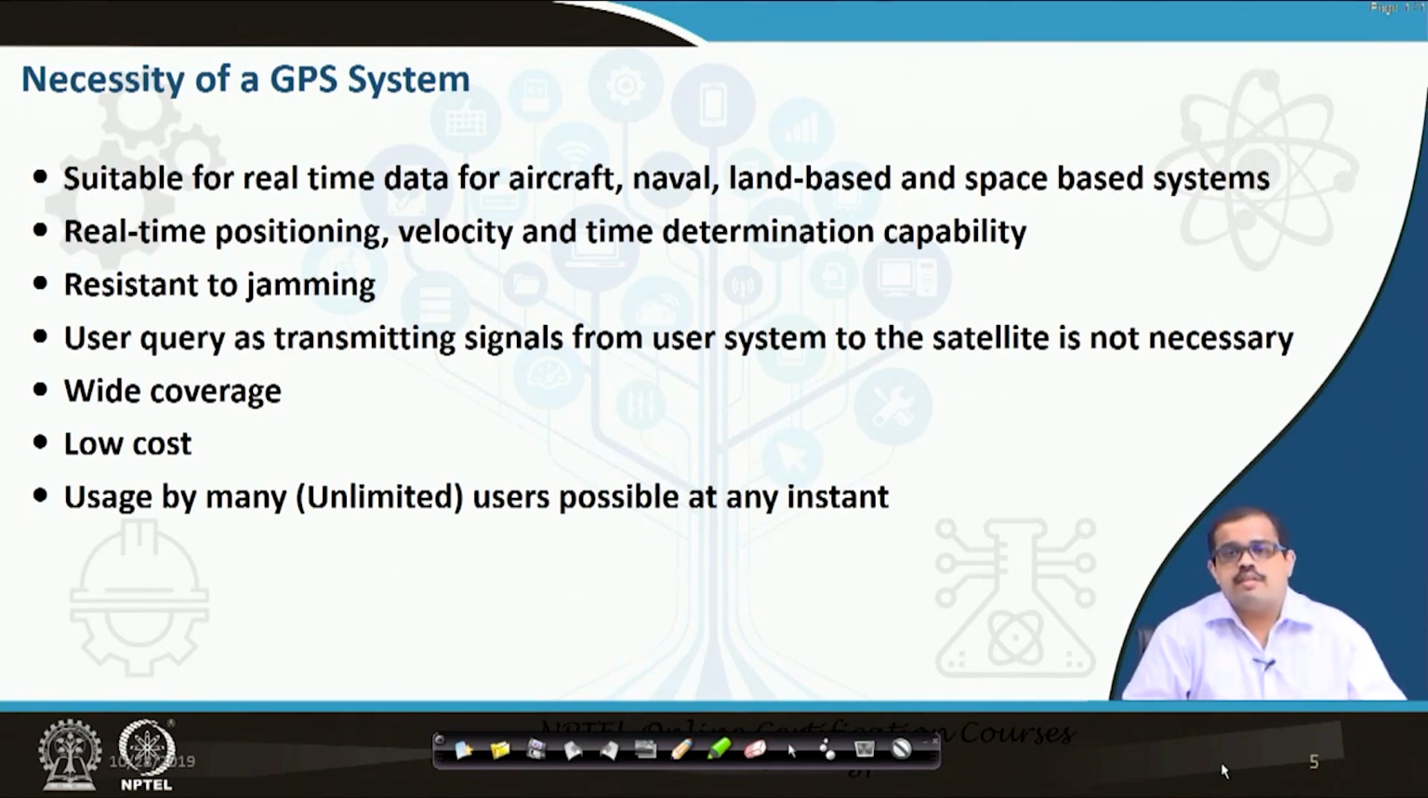And most importantly, a very wide coverage. The entire earth surface is covered by the satellites. You have 24 satellites revolving around the earth, and that covers the entire earth surface in whatever necessary part it is. Then, whatever today's analysis is based on, it is low cost. Satellites provide you all the GPS details at absolutely no cost, right. And usage by many users is possible at any instant, that is the best point.